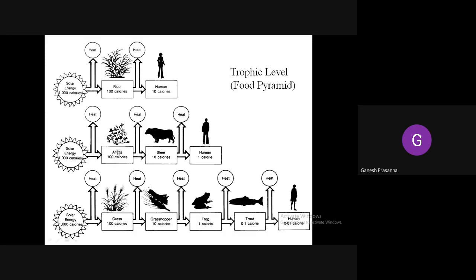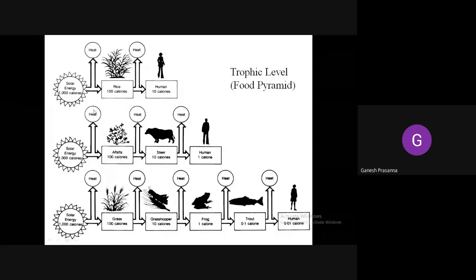Next is solar energy, that is 1000 calories. Alfalfa is a plant which consumes 100 calories. Steer is one which consumes 10 calories, and the human being consumes 1 calorie. You can see how much total energy is available, and how much energy is utilized by human beings. Out of 1000 calories of solar energy, rice consumes 100 calories. In turn, when a human consumes it, he only gets 10 calories of energy. Another 90 calories of them are lost due to heat transfer.